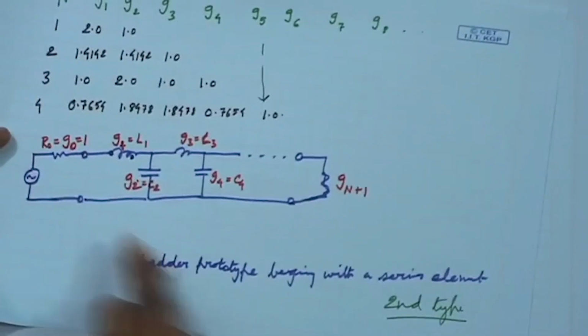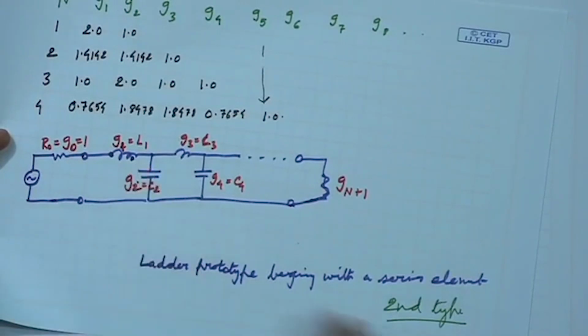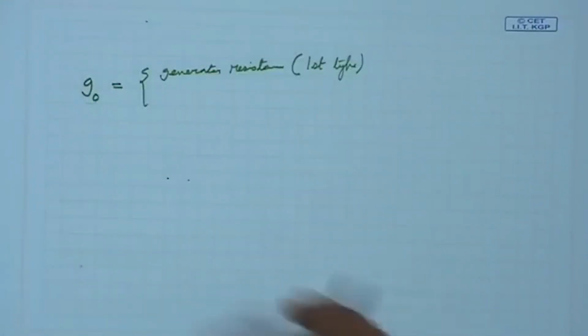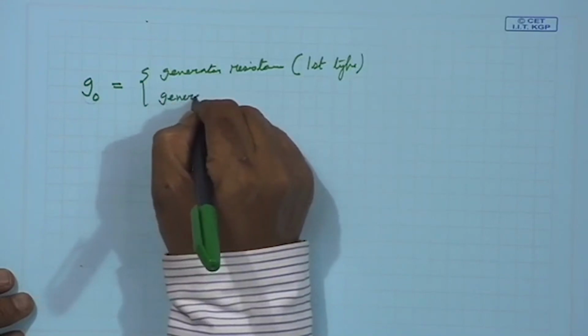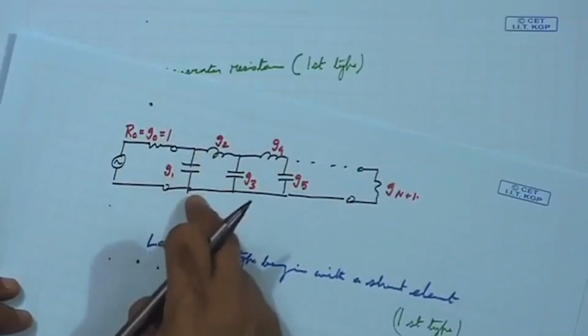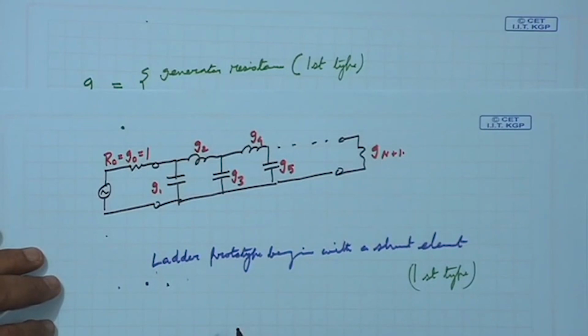So, please note that when we have series element first, we call it second type. When we have shunt element first, we call it first type. So, with reference to that, you can write that. So, in the first type, when I have shunt here, what is this circuit?